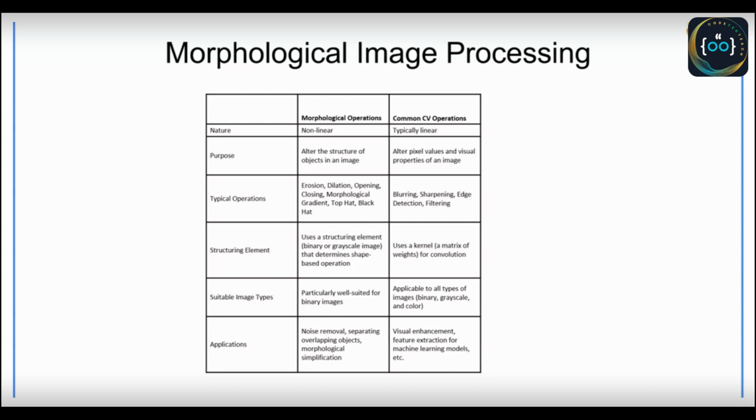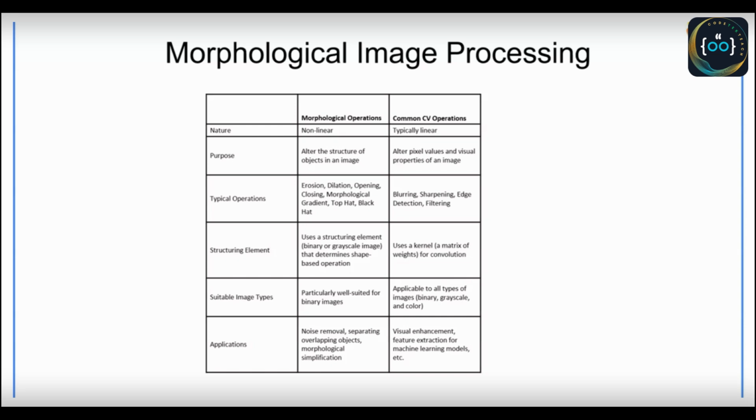Many common operations in computer vision are linear operations. Okay, if you note the ones in morphological, they are non-linear. So many operations in computer vision are linear operations that alter the color, contrast, sharpness, and other visual properties of an image. The common operations in computer vision focus on adjusting pixel values rather than changing the structure of objects in the image. Common operations include blurring, sharpening, and edge detection.